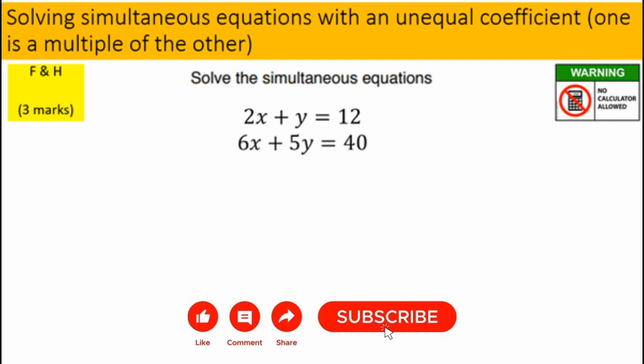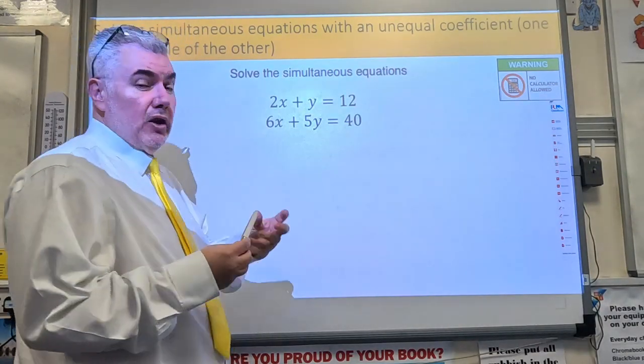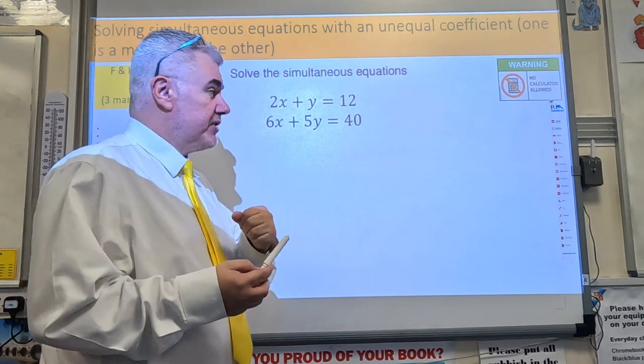Give this a go. Pause the video when you're ready. So today we've got another simultaneous equations. There's lots and lots of different formats. I just want to make sure you can do every single one.